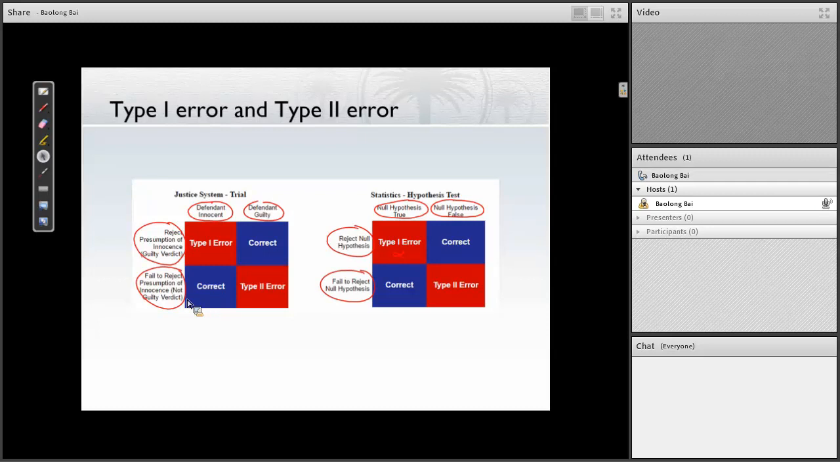And then lastly, when you fail to reject the null when null is actually false, it's more like when you fail to convict the defendant, but the defendant is guilty. The defendant is actually guilty, but the judge let him go. So that's another error, right? But that's a different type of error. We call it type 2 error, and we use beta to represent it. So we have type 1 error and type 2 error.